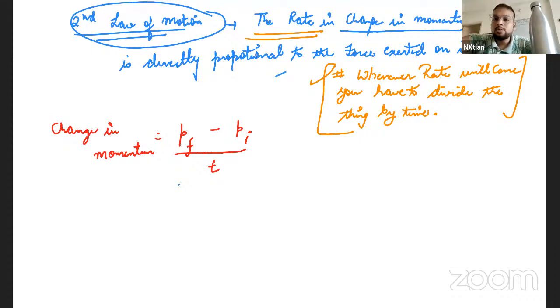So I'm changing that momentum in very less time. That is why the rate of change of momentum in this case is very less, so the force exerted on the bottle will be much higher. Understood, guys? So what this second law of motion wants to say is that the rate of change in momentum, which is Pf minus Pi, means final momentum minus initial momentum, is directly proportional to the force acting on it.